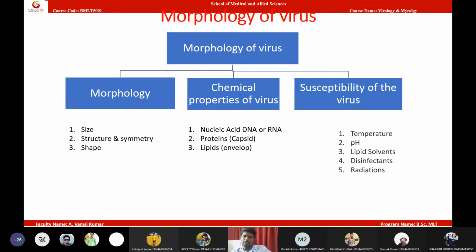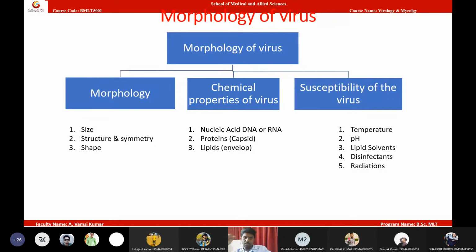Then in the susceptibility, we will see how we can kill the virus, what temperatures we require, what pH we require, what type of lipid solvents, disinfectants, and radiations we can use for killing the viruses. So these I will cover in the coming lecture. I will discuss the morphology, chemical properties, and susceptibility of the virus.